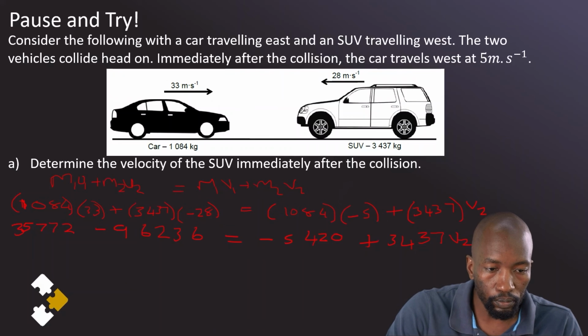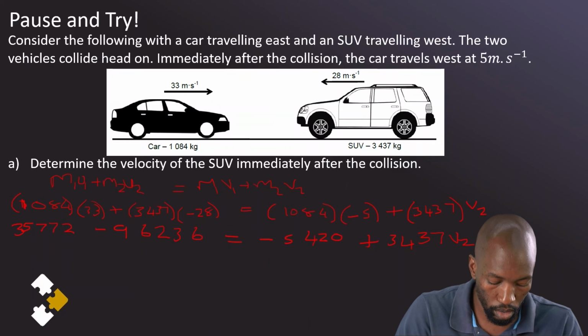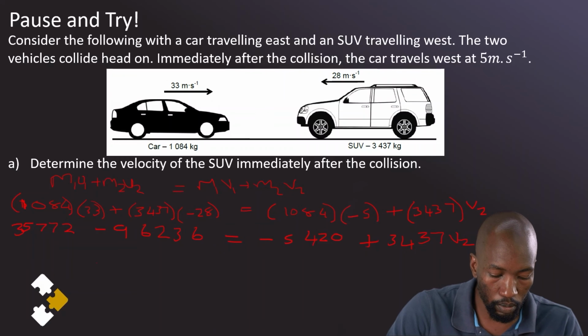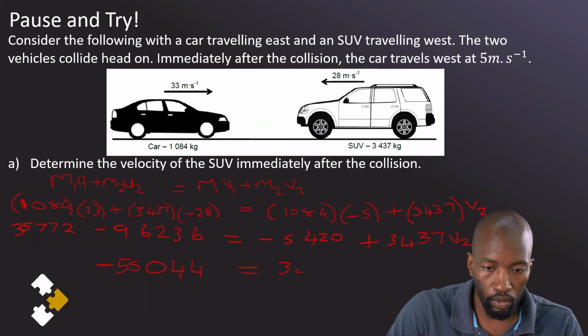Now we know that we can just say 35772 minus 96236 plus 5420, which just gives us minus 55044 is equal to, remember there's a negative there, 3437 v2.